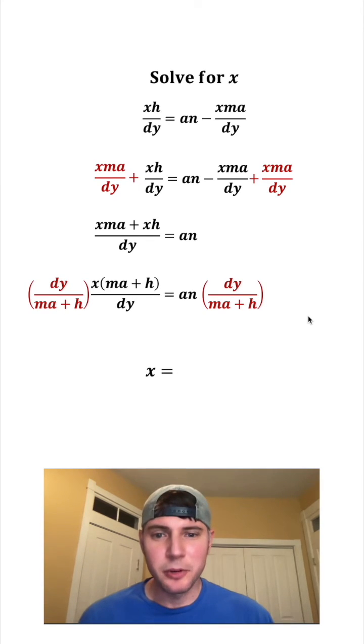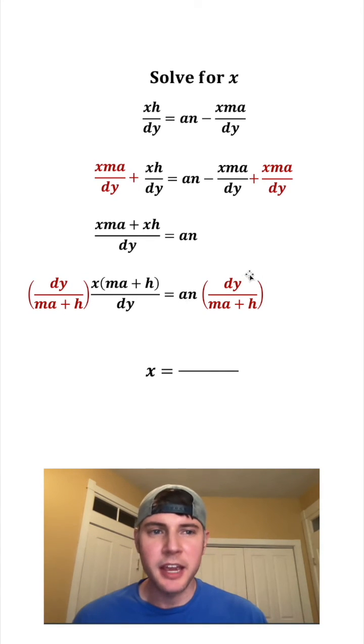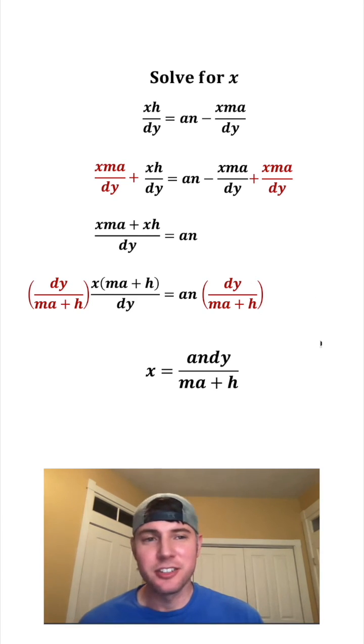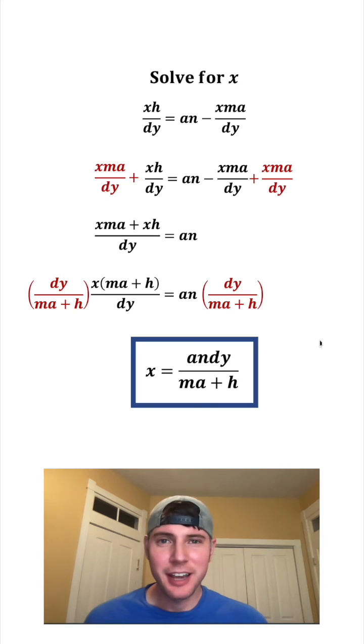So then on the right-hand side, we're going to have a fraction. On top is going to be this an times the dy, and on the bottom it's going to be ma plus h. So this right here is our solution for x. We can put a box around it. How exciting.